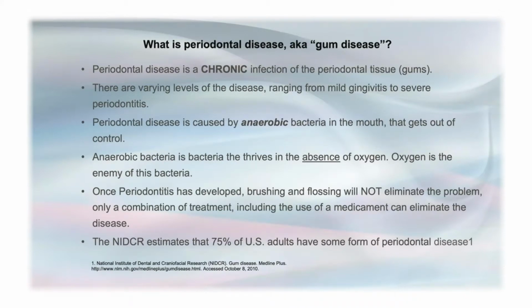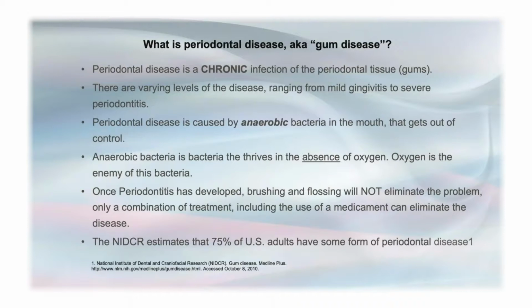What is periodontal disease? People call it gum disease. It's just like people refer to a crown as a cap. Everybody has different names for things in dentistry. Periodontal disease is a chronic infection of the gums, of the periodontal tissue. So you need to inform your patients that it is an infection and it's an ongoing infection and there's something that needs to be done.